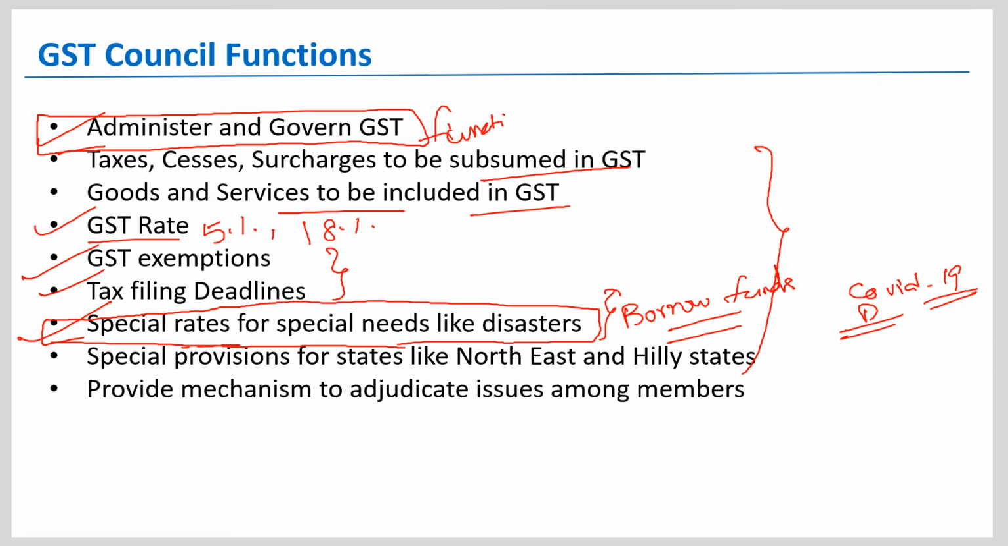It also has some special functions, like special provisions for special states, like northeastern and hilly states like Uttarakhand and Himachal Pradesh. If there is any dispute between state governments, or between the center and state governments, the GST Council has a mechanism to adjudicate those issues as well. So these are the GST Council functions.